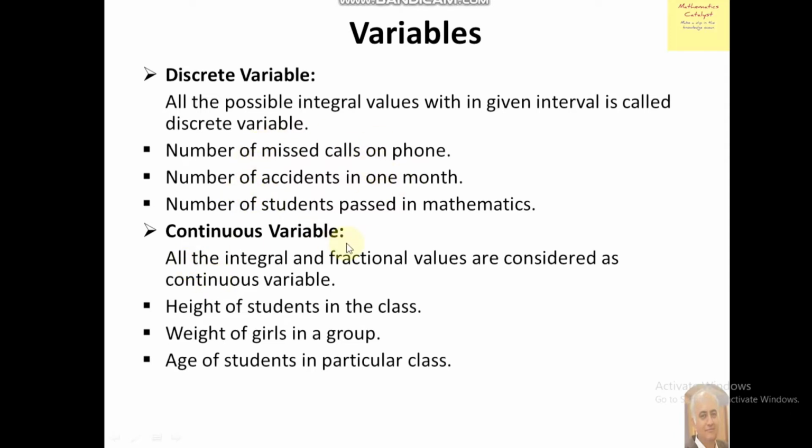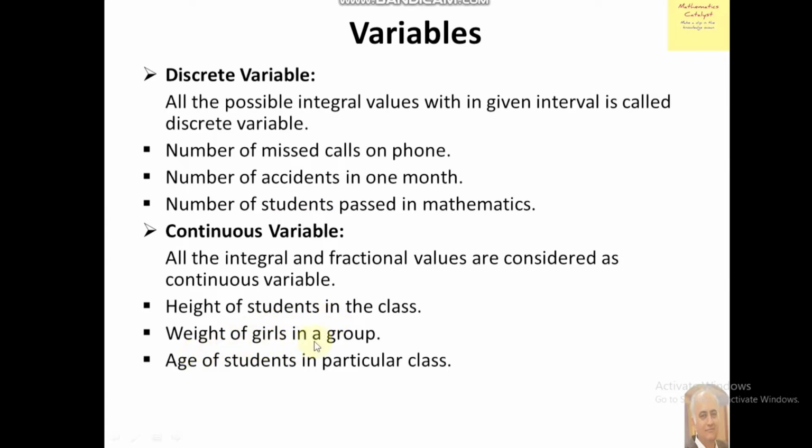And after that, the continuous variable. What is a continuous variable? The integral and the fractional values are considered as the continuous variable. Like the height of the students in a class. Suppose we are talking about the height of the students, as the height may be taken in inches, or you can take it in the form of meter and centimeter. So you represent the meter by the integral part, and centimeter in the form of a point.